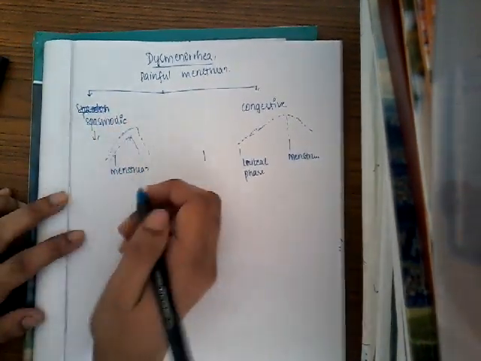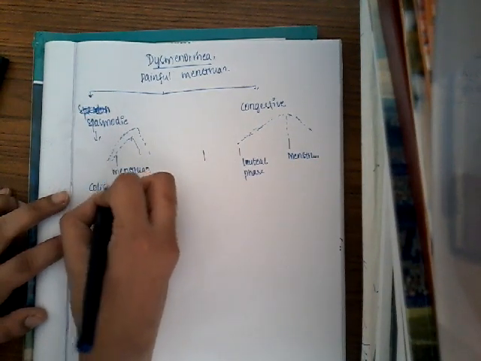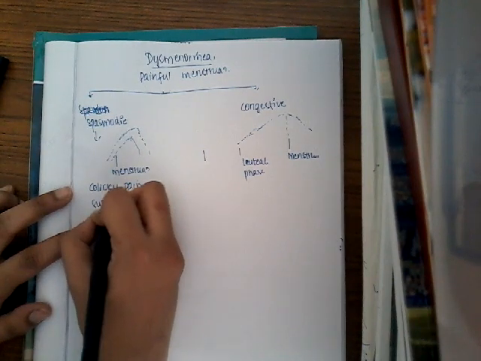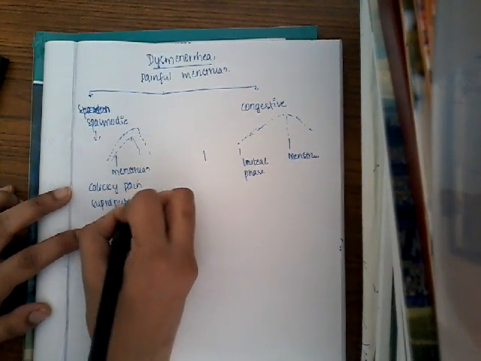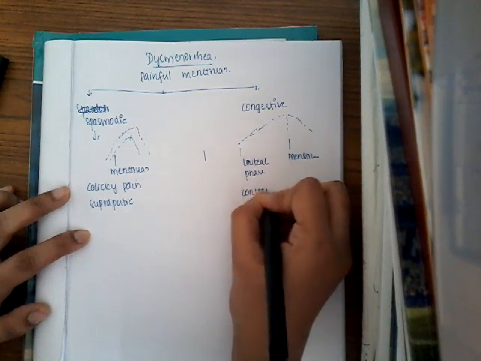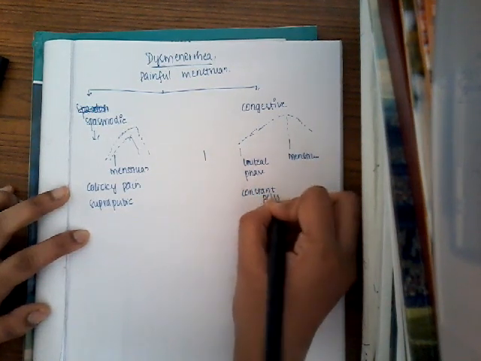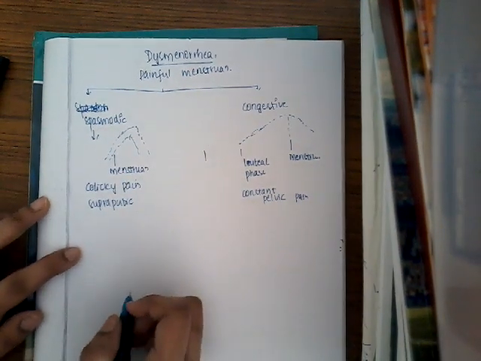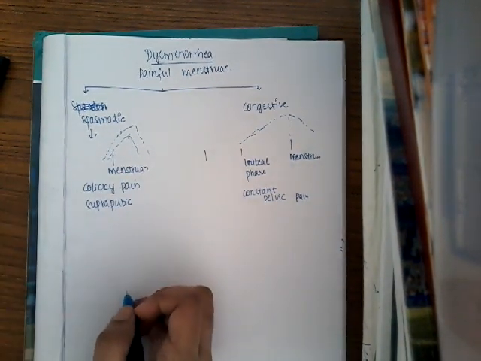So if you see, in spasmodic type of dysmenorrhea it is colicky pain and it is present suprapubic, whereas congestive is constant pelvic pain. Spasmodic dysmenorrhea is usually primary dysmenorrhea.